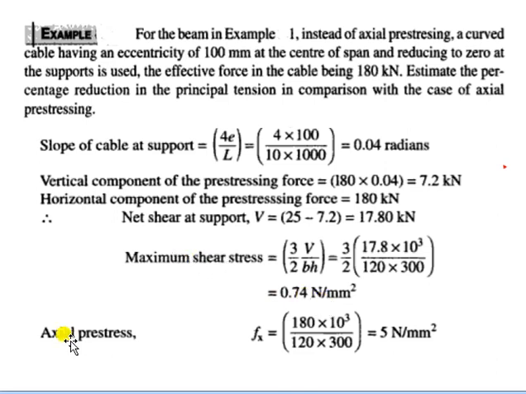And axial pre-stress f of x. We need to calculate the minimum and maximum principal tension when the member is subjected to axial pre-stress. So for that we need f of x. So f of x is equal to P by A. The value of P is 180. It is given that the horizontal component of pre-stressing force is 180 kilonewton and the cross-section area is 120 by 300. Therefore axial pre-stress f of x is equal to 5 Newton per mm square.